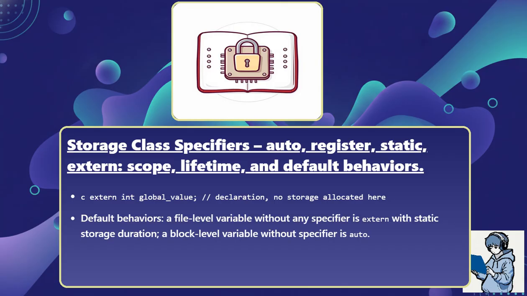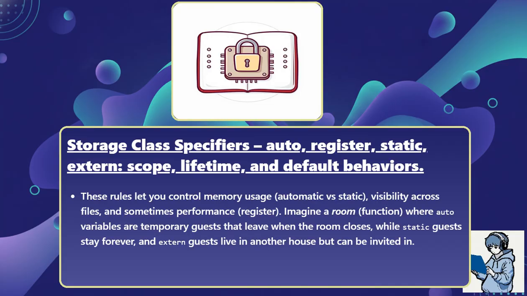Default behaviors. A file-level variable without any specifier is extern with static storage duration. A block-level variable without specifier is auto. These rules let you control memory usage, automatic versus static, visibility across files, and sometimes performance, register. Imagine a room function where auto variables are temporary guests that leave when the room closes, while static guests stay forever, and extern guests live in another house but can be invited in.